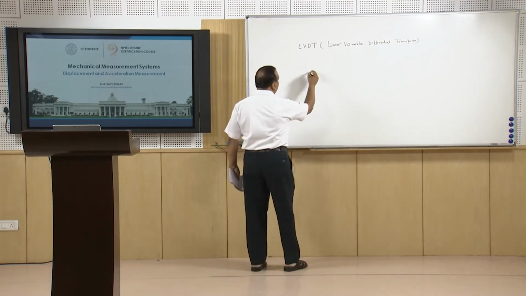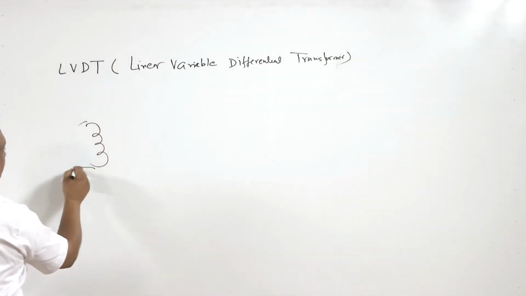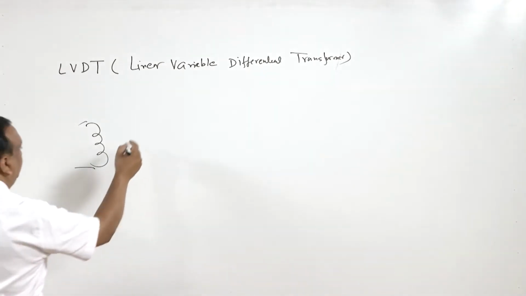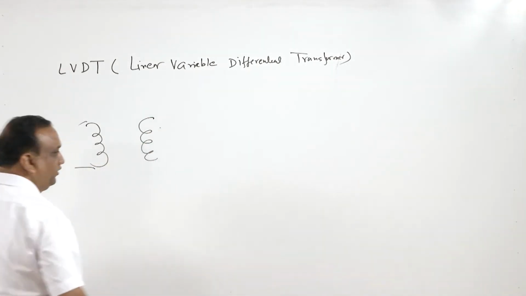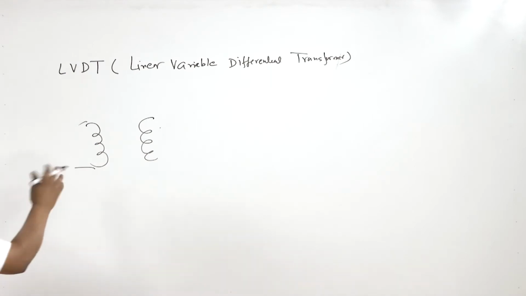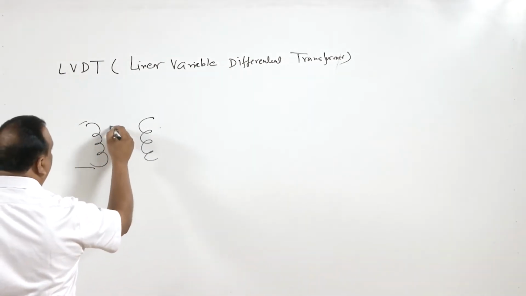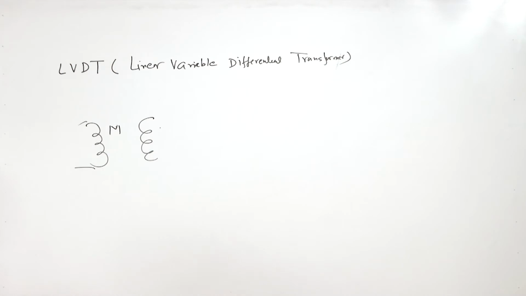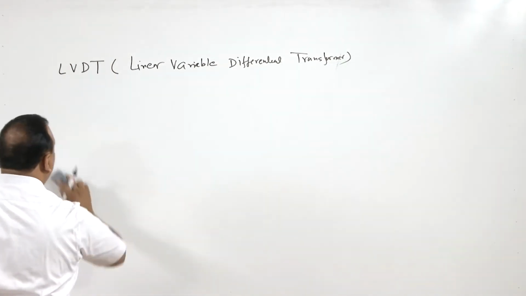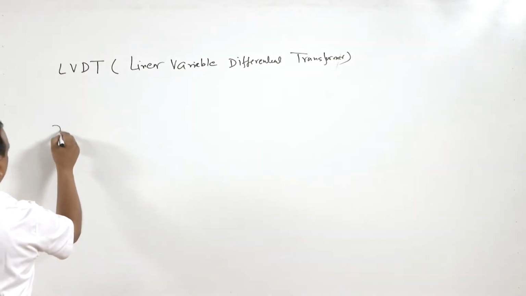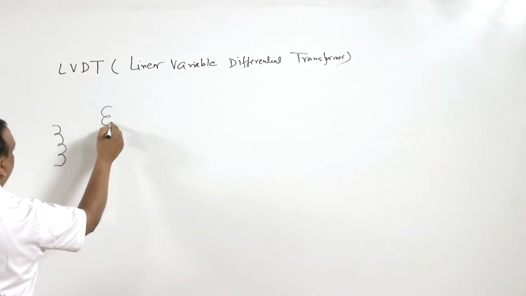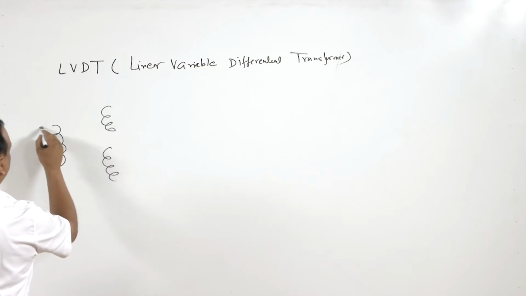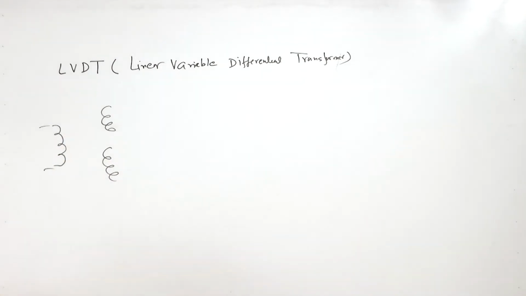Mutual inductance means that when there is a flux change in the primary coil, there is going to be an induced EMF in the secondary coil, which depends upon the mutual inductance between these two coils. But in LVDT, there is one primary coil and there are two secondary coils. The reason I will explain to you later.